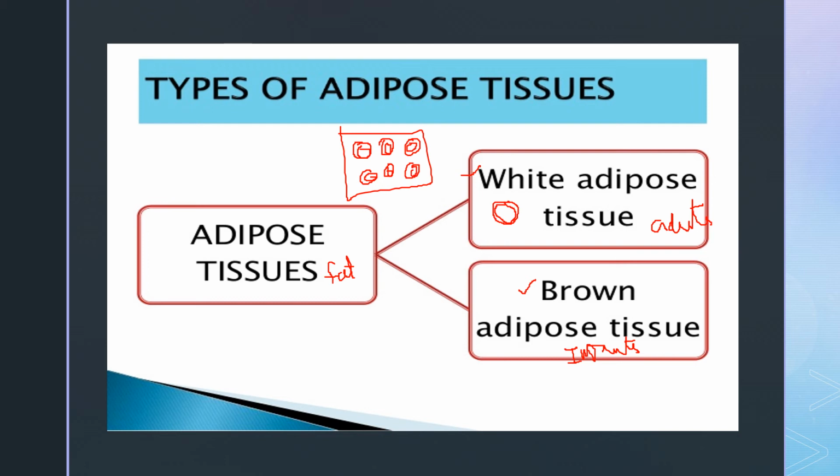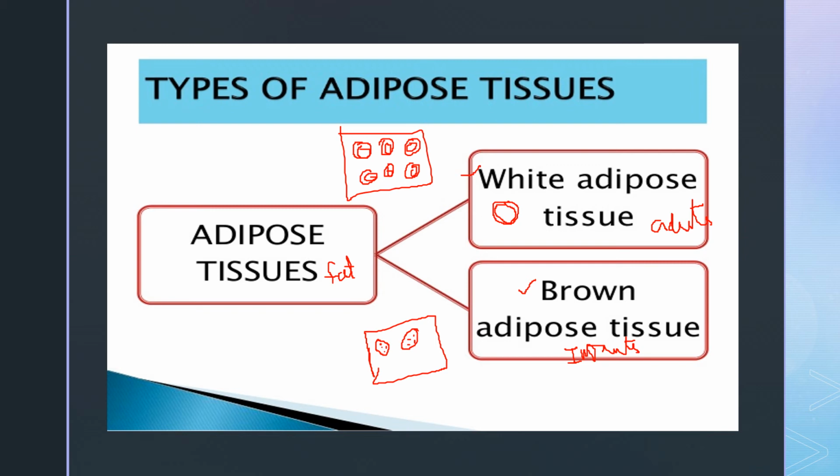Okay, so now coming to the brown adipose tissue. Here the cells, that is the adipocytes, are present. In this adipocyte many fat droplets are present. Okay, the fat is present in the form of many small droplets, so it is called multilocular. So it is responsible for maintaining heat in the body, or maintaining body temperature, in the newly born baby.